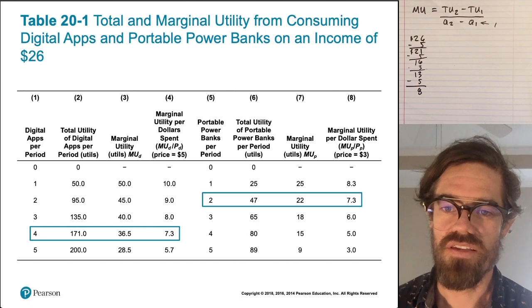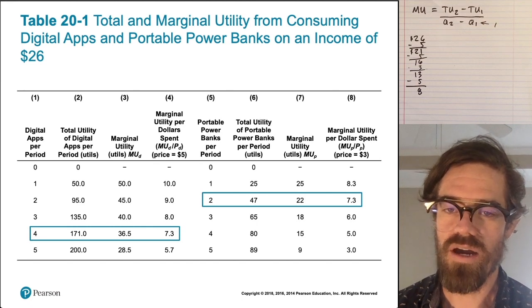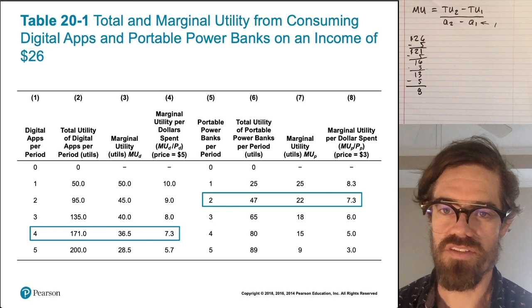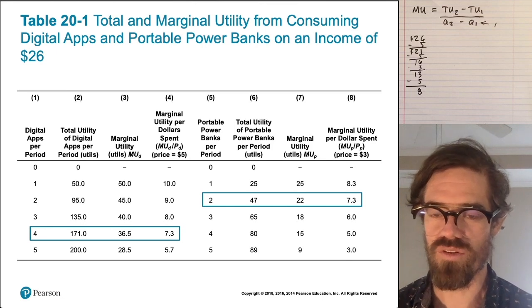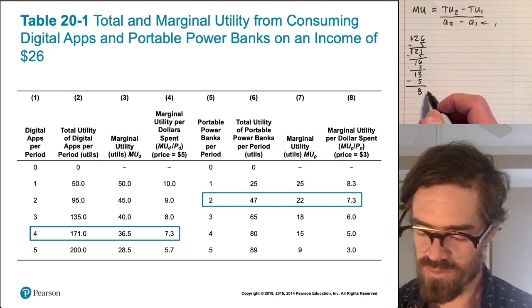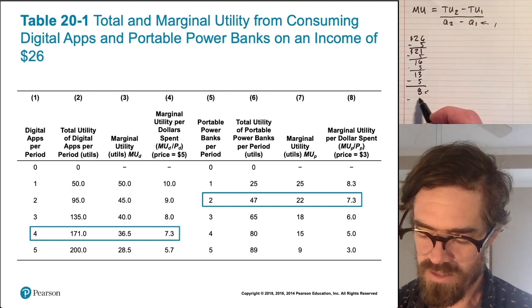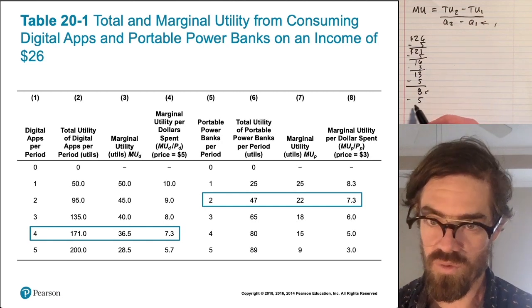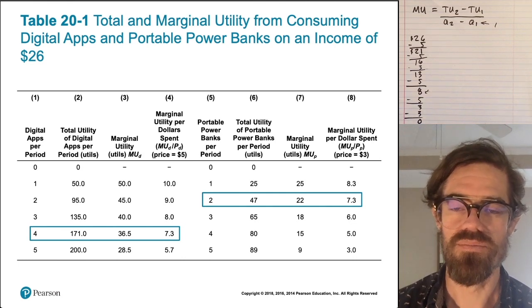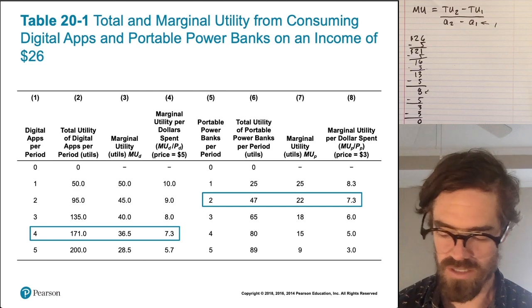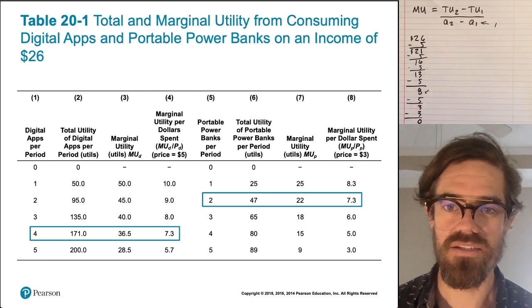And as it turns out, the fourth app and the second portable power bank both give the same satisfaction per dollar. So it doesn't really matter which one they buy at this point. They could buy the fourth app or the second power bank. It doesn't really matter because they can actually afford both, right? So let's just say that they buy the fourth app for $5. They have $3 left over. And then they buy that last second portable power bank and they're out of money. Okay. So that's the nature with which a consumer theoretically makes their choice.